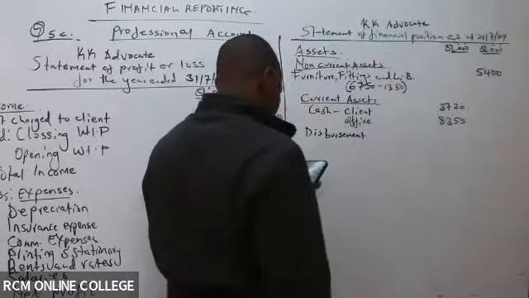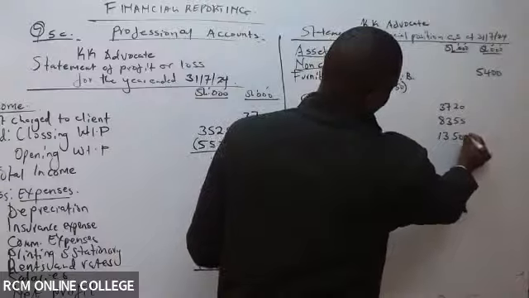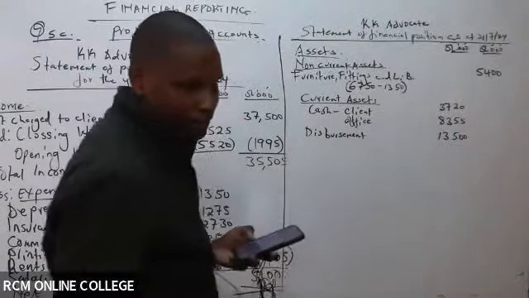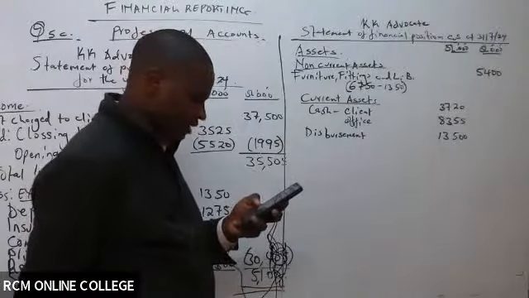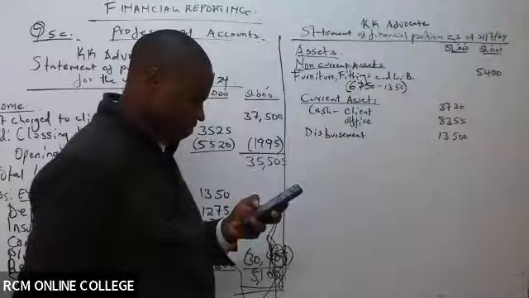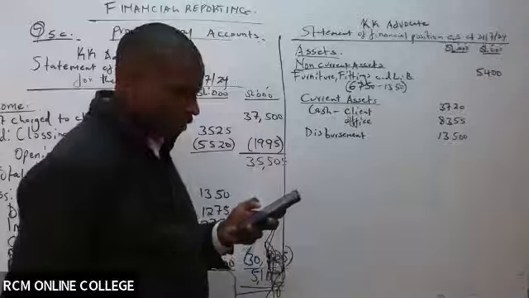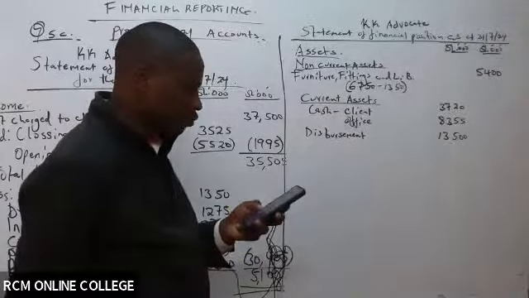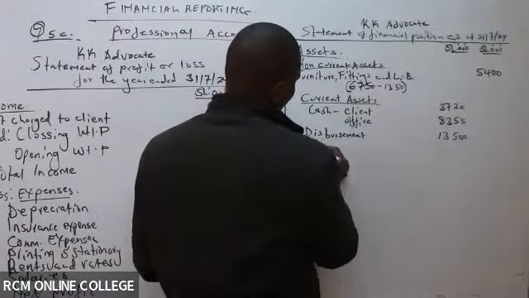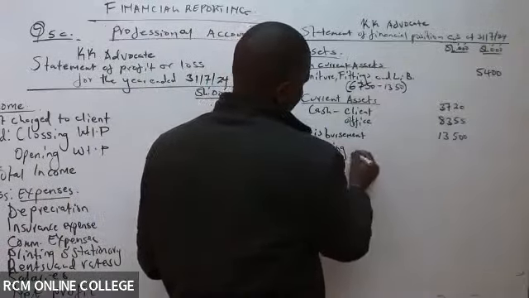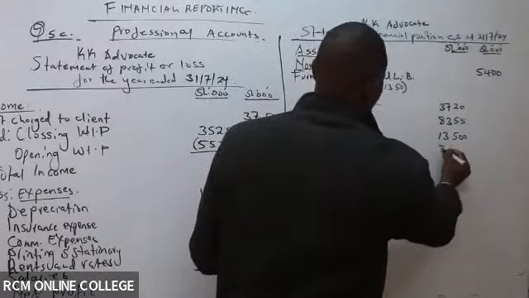Disbursement. How much is it? Disbursement was 13,500. Any other item that we have under this? Tuko na item ingine? Yes, this closing work in progress is at the end, which was 3,525.